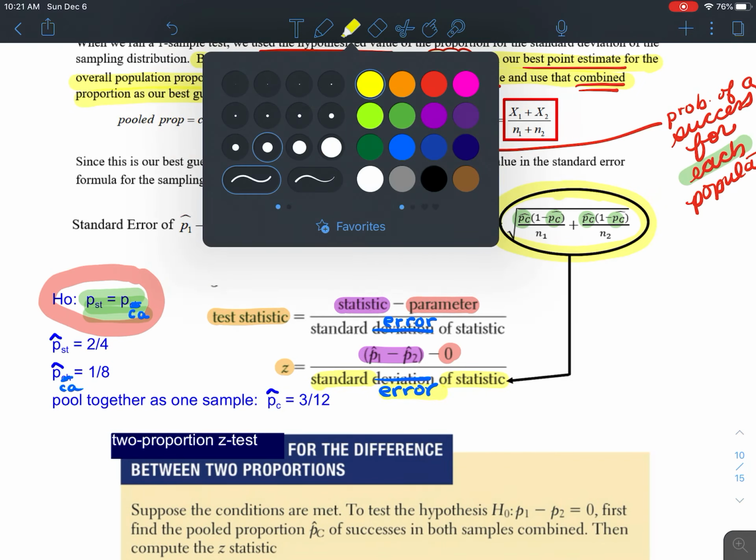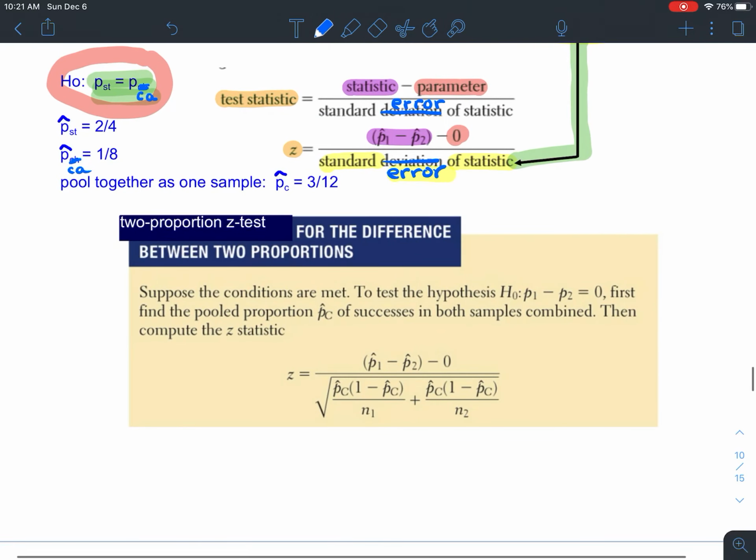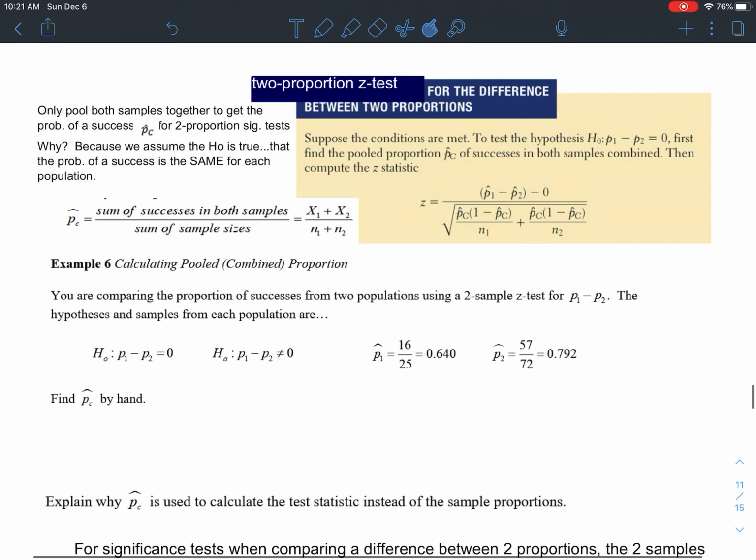And then you can see that the standard error of the statistic would be given by this formula right there that's circled. So I'm just going to make a little note down here that this is always a 0. Okay, that's always 0 here. Okay, so let's move to the next page here.